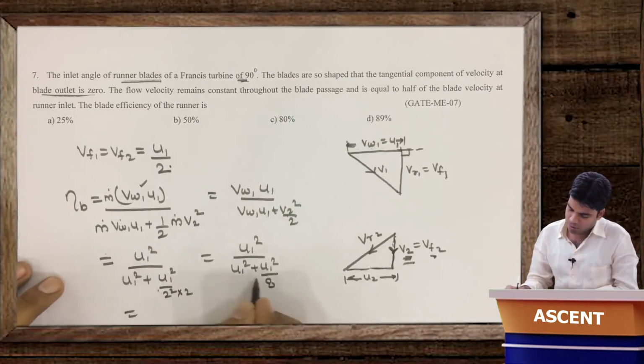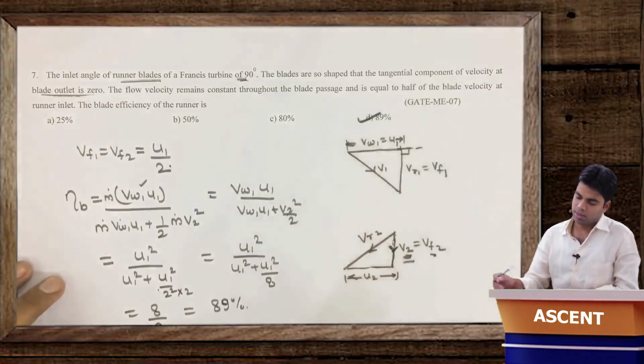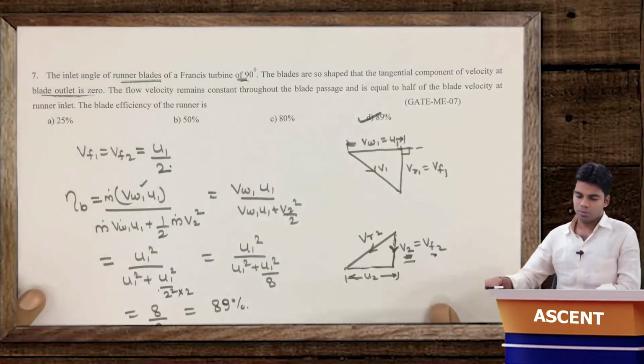So this will be equal to 8 by 9. Or you can say 88.8, or 89% approximately. So answer should be this 89%. Getting this or not? Simple question.